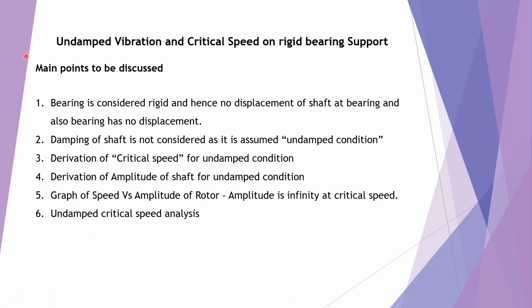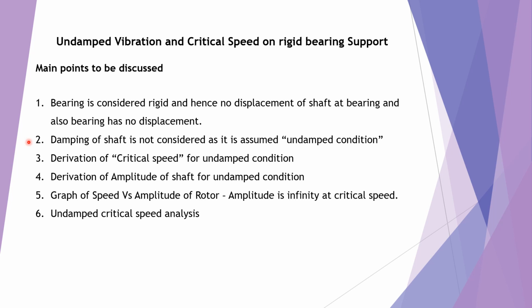Undamped vibration and critical speed of rigid bearing support. What are the main points to be discussed in this section? Bearing is considered rigid, hence no displacement of shaft at bearing, and also bearing has no displacement. So these are the assumptions for the rigid bearing support. Damping of the shaft is not considered as it is assumed undamped condition.